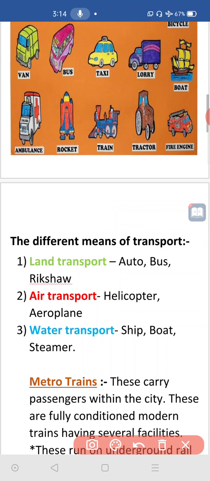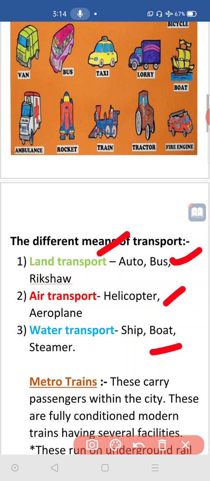Examples for land transport are auto, bus, rickshaw, bicycle, car, lorry, train. These are all means of land transport. They are all moving on land. Air transport means helicopter, rocket, aeroplane. These kinds of vehicles we use as a means of air transport.